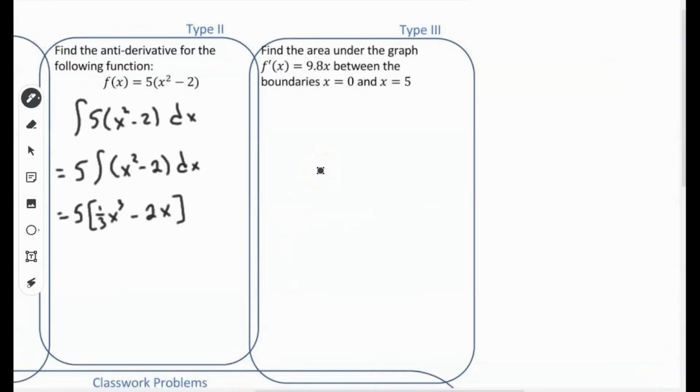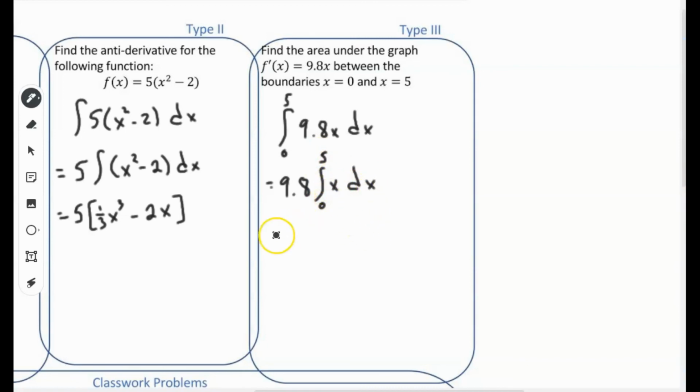So this one is a definite integral. It says find the area under the graph of 9.8x between the boundaries 0 and 5. Alright, so what we want to find is this integral between 0 and 5 of 9.8x with respect to x, of course. The 9.8 we can bring out. Right? It's just a constant. So we are trying to find the integral between 0 and 5 of x with respect to x.